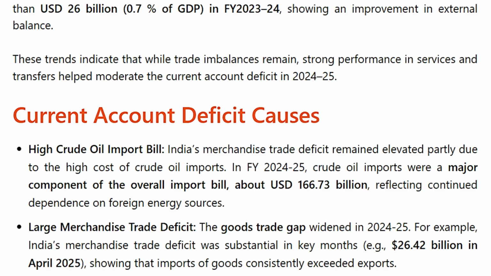In FY 2024-25, crude oil imports were a major component of the overall import bill, about $166.73 billion, reflecting continued dependence on foreign energy sources. Large merchandise trade deficit. The goods trade gap widened in 2024-25. For example, India's merchandise trade deficit was substantial in key months, for example $26.42 billion in April 2025, showing that imports of goods consistently exceeded exports.